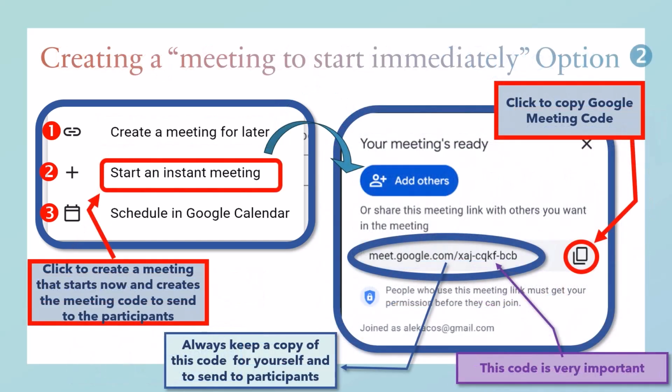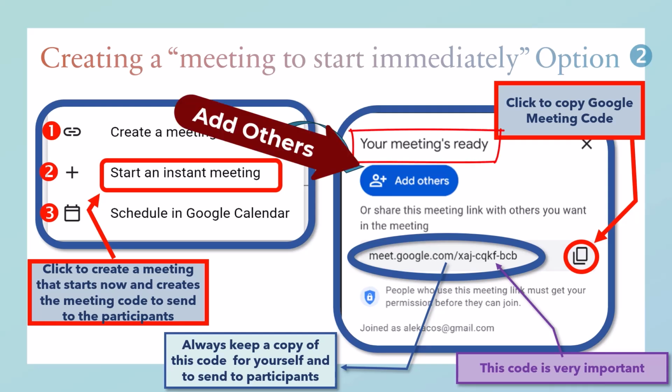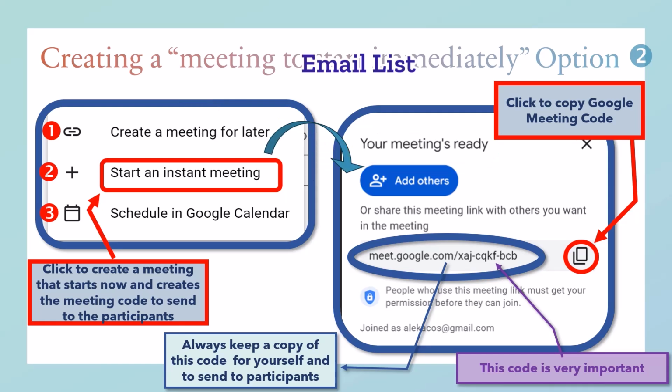Option number 2, start an instant meeting, essentially combines the tasks of creating a meeting and sending emails to the participants. By clicking Start an Instant Meeting, your meeting room will be opened, and you will also get a window that states your meeting is ready, and you could add others. Clicking the Add Others button will bring up a list you can send invites to participate in the meeting you have just opened up.